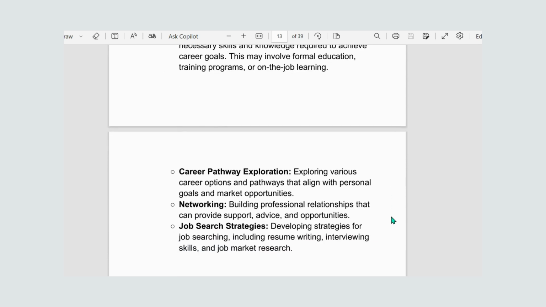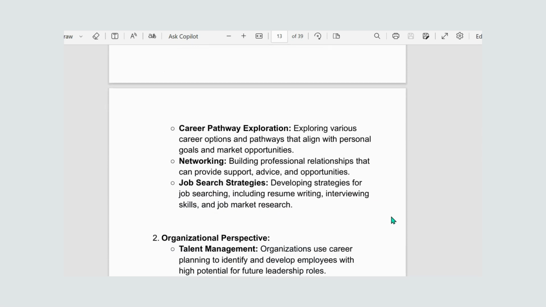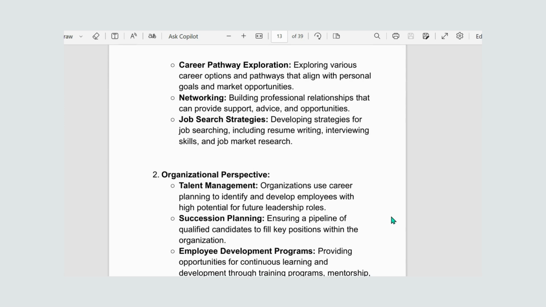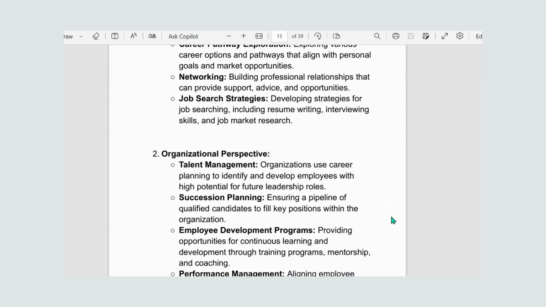It also helps in networking and job search strategies, which include resume writing, interviewing skills, and job market research. The other perspective is the organizational perspective. This perspective helps the organization use career planning to identify and develop employees with high potential for future leadership roles.